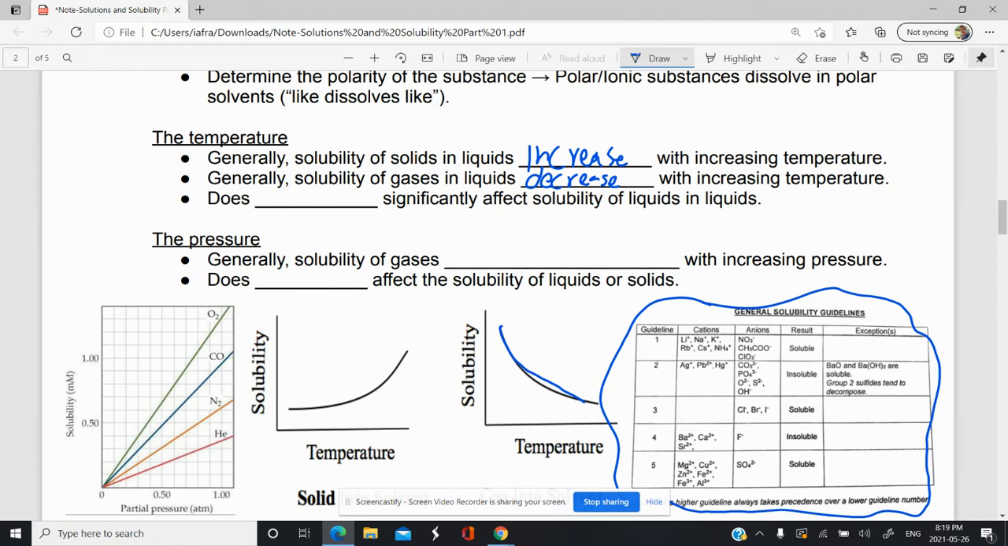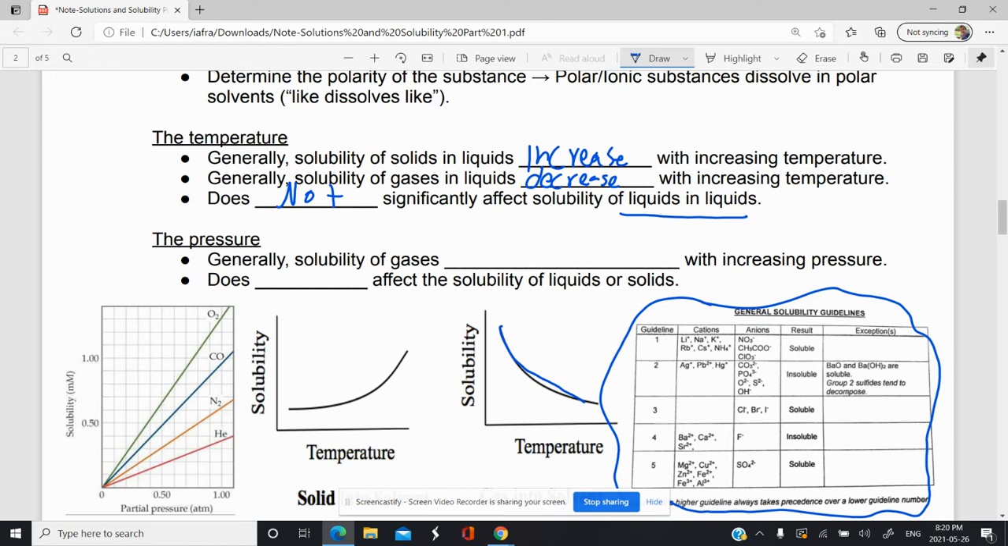And temperature will typically not significantly affect the solubility of liquids in other liquids, because they're already pretty miscible. They can already mix together quite well.